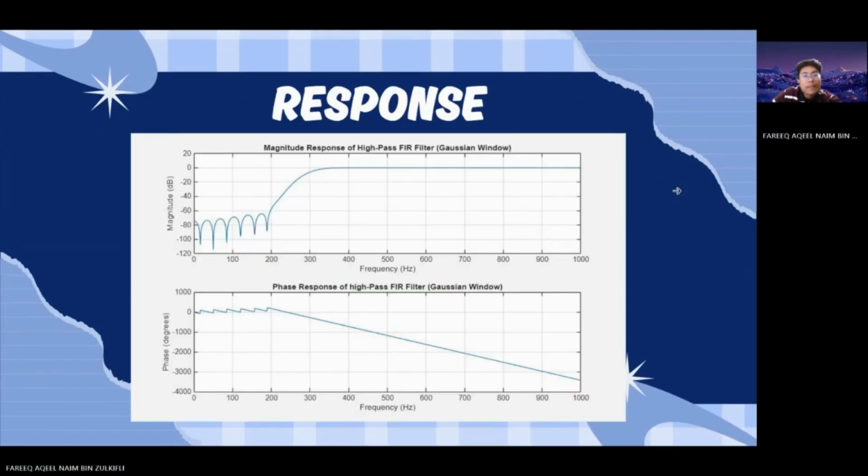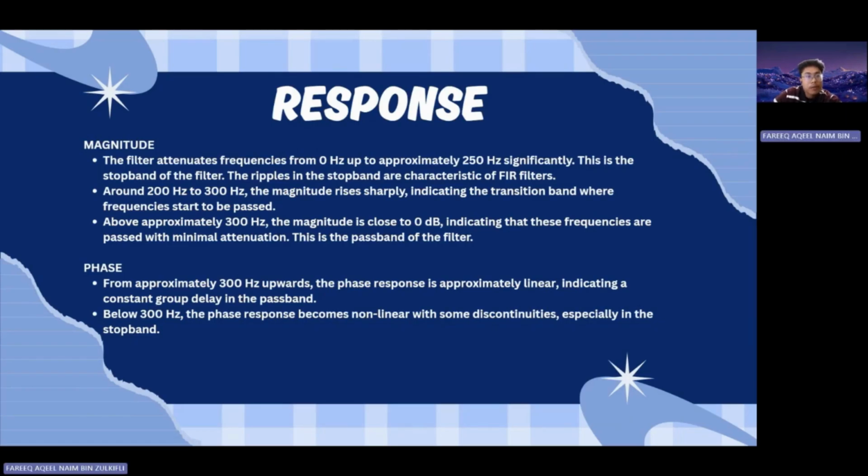Okay, next is the result for magnitude response and phase response for the high pass FIR filter using Gaussian window. For magnitude, the filter attenuated frequency from 0 Hz up to approximately 250 Hz significantly. This is the stop band of the filter. The ripple in the stop band is a characteristic of FIR filter.